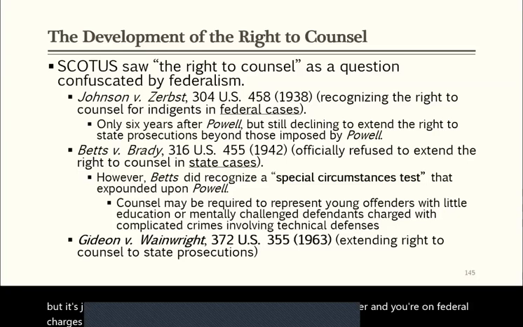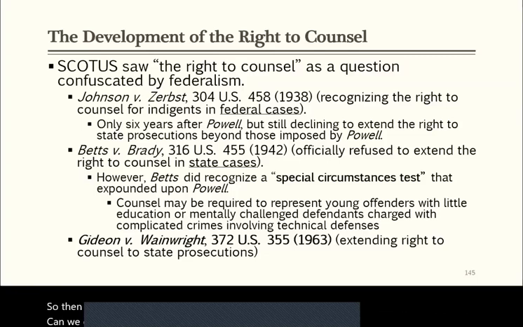Usually a public defender. Now, only 6 years after Powell, but still declining to extend the right to state prosecutions beyond those imposed by Powell. So it basically said, yeah, indigent, any federal case doesn't have to be capital, and you can't afford it, then you get a lawyer. But it declined to say, we're going to put this on the states, right? So then we jump ahead about 4 years, and we get to Betts v. Brady, a very important case.